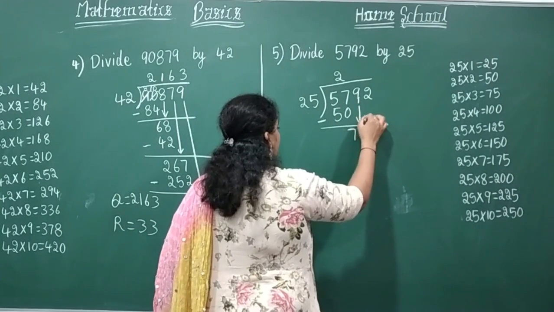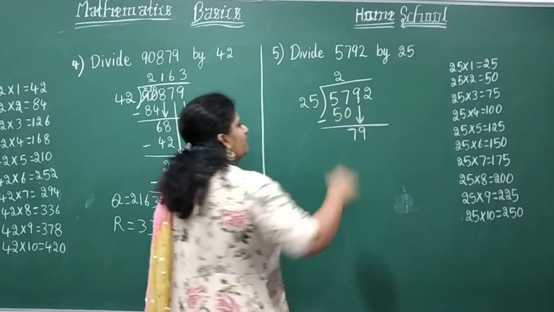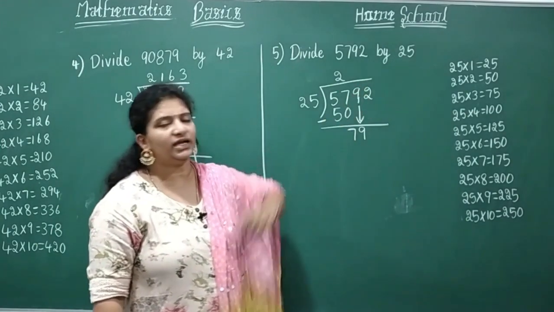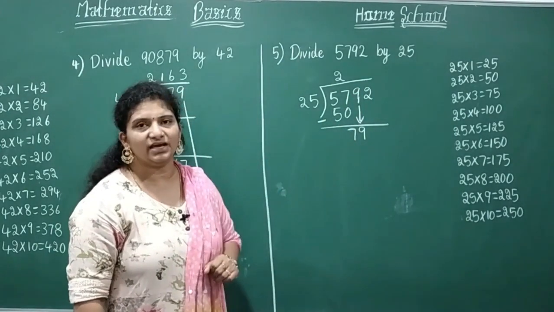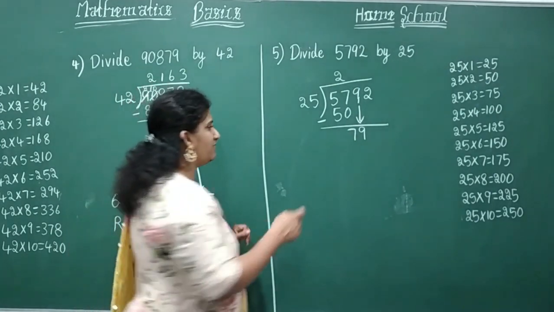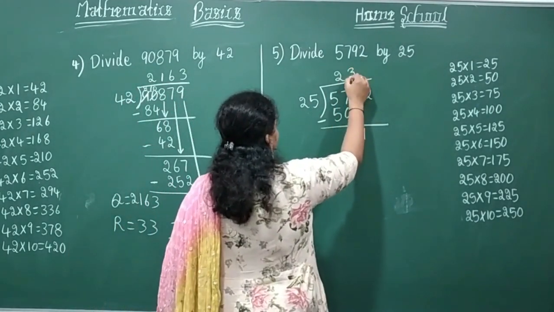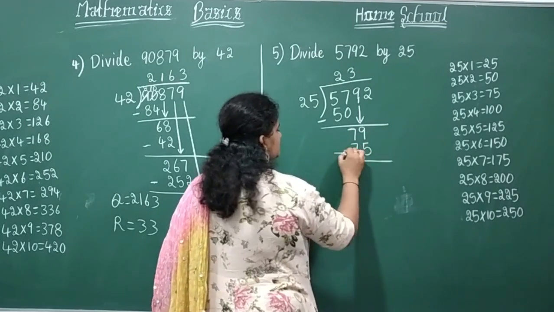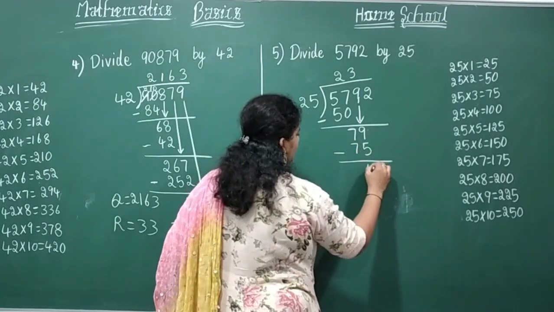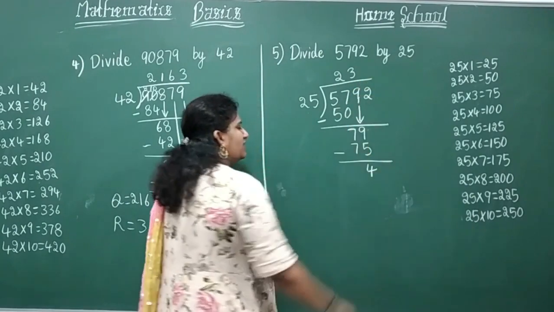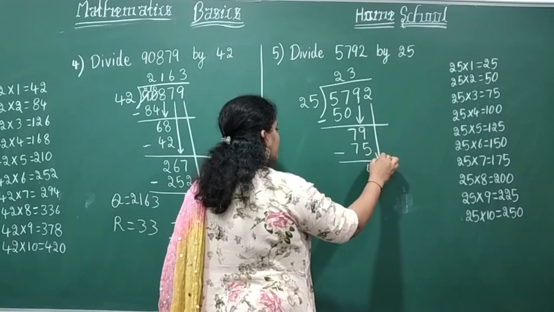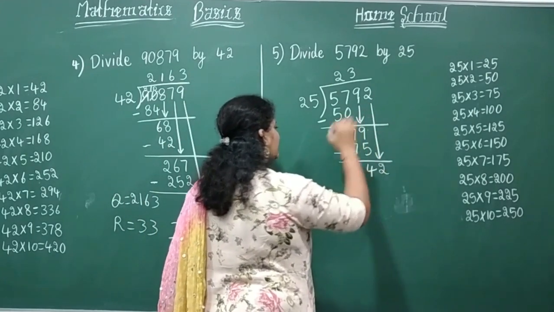So drag this number down. 79. Okay. Again check with the table. Yes, you have there 25 threes are 75. So now subtract: 9 minus 5 will be 4. 7 minus 7 will be 0. Drag this one digit down, children.